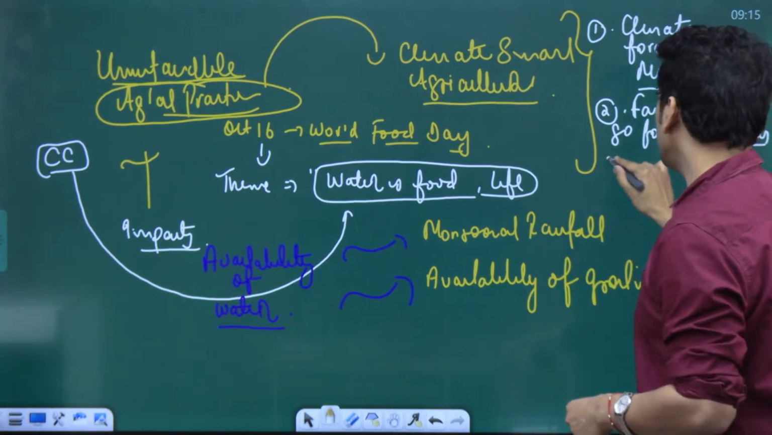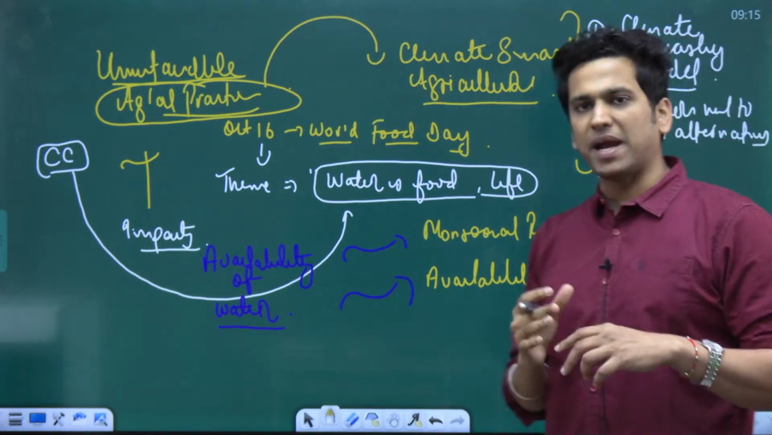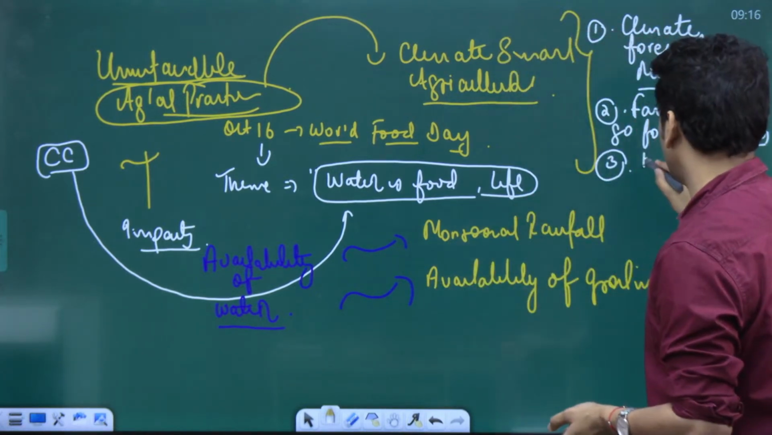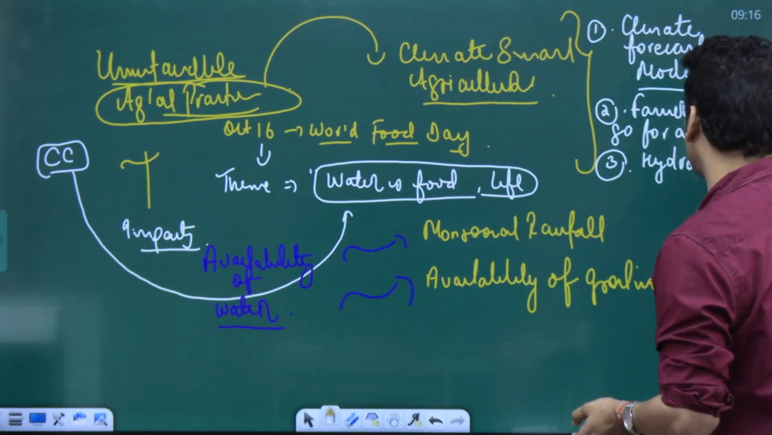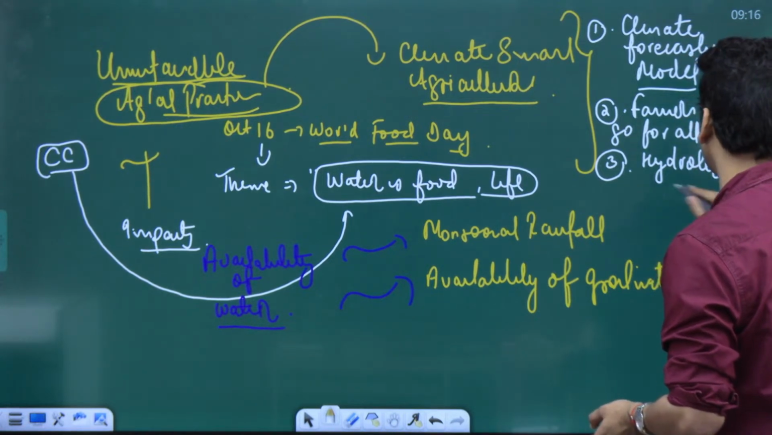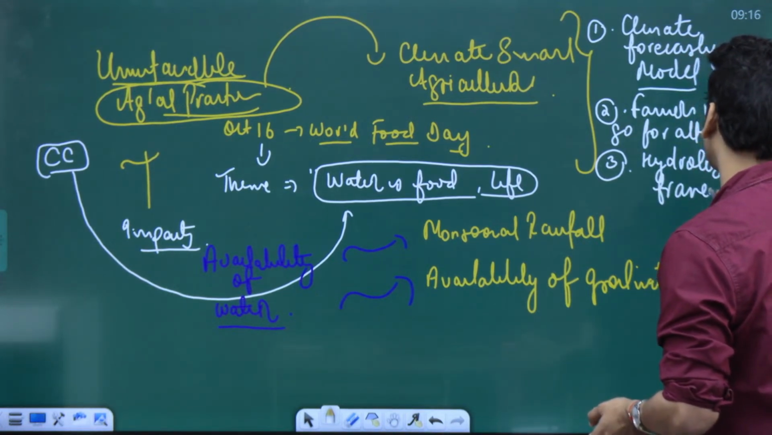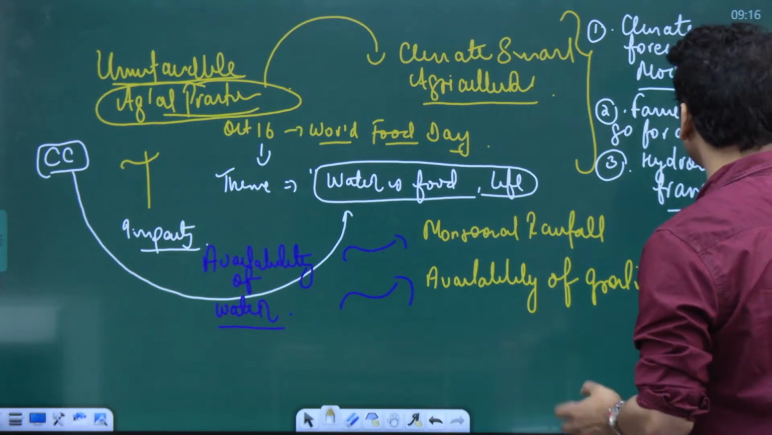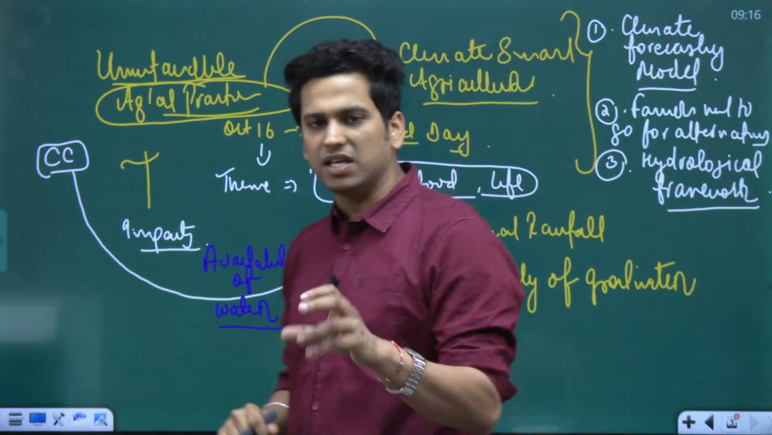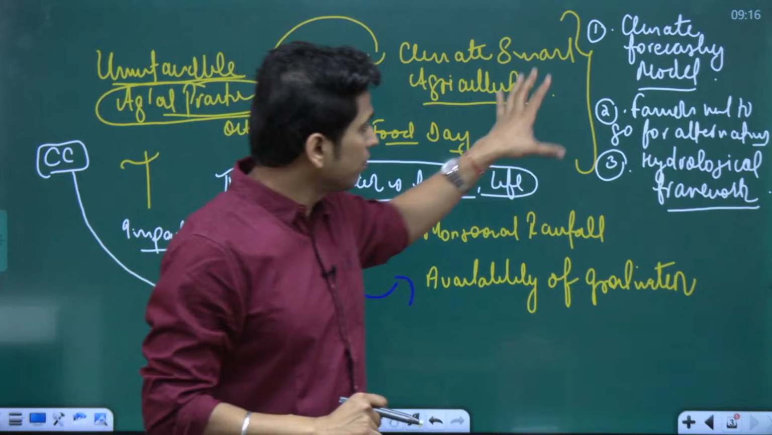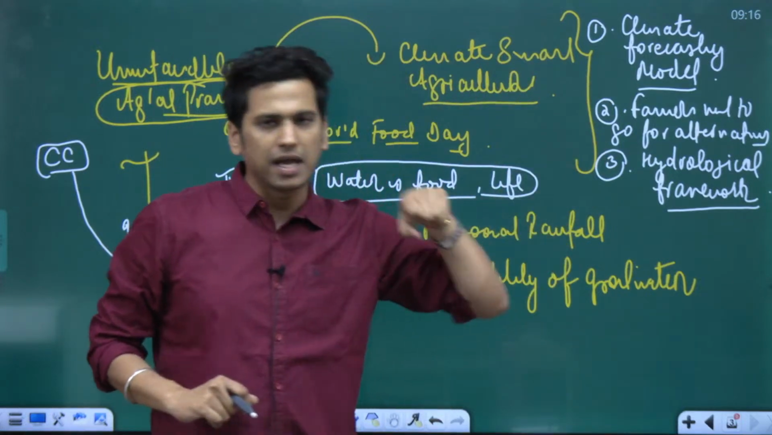And the third thing we need to understand is there needs to be a better hydrological framework as well, that is able to tell us what groundwater is available. Better hydrological framework, right? So these are the solutions that have been implemented in various parts of India in order to make sure that we are going for climate smart agriculture.